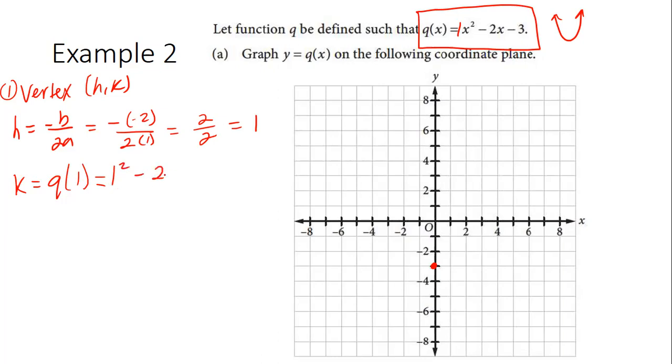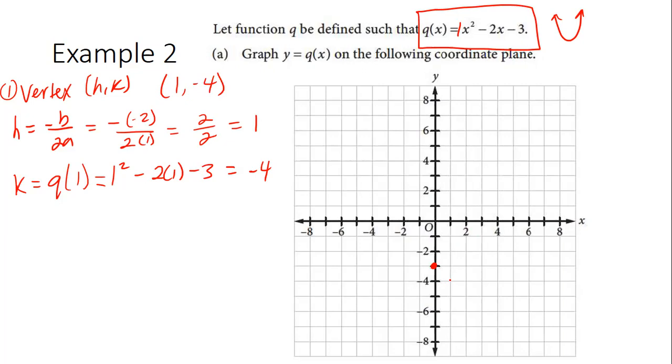1 squared minus 2 times 1 minus 3. All right, what is 1 squared minus 2 times 1 minus 3, my friends? A number. Good call. All right, wait, what is the number? A number that's going to be placed on the graph. -4. We got it. So that means that our vertex is at (1, -4).